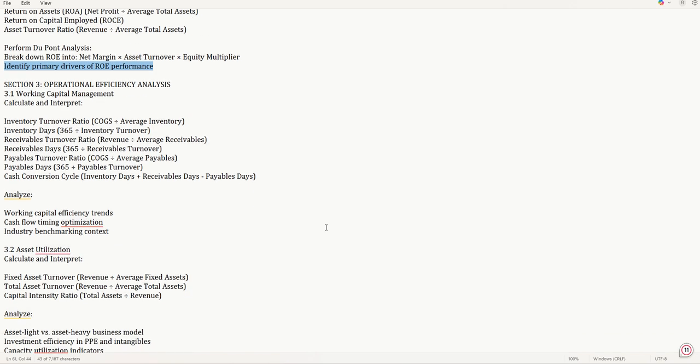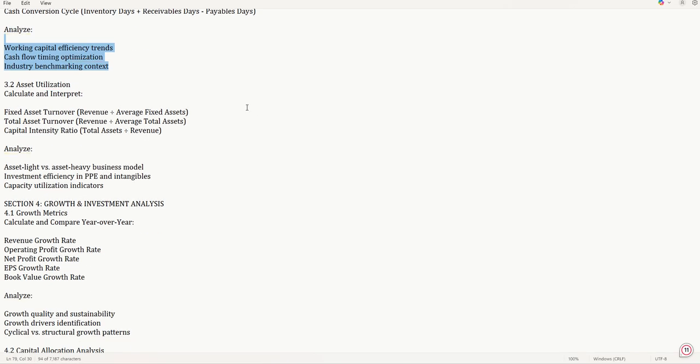So like that, I have set different ratios, and I'm also telling it what it should infer or analyze. Example, operational efficiency analysis. Here I'm talking about all the turnover ratios and the number of days, like the cash conversion cycle, all that. And I'm telling it to analyze with industry benchmark, cash flow timing, etc. Asset utilization has to do with asset turnover: how many times revenue is generated against the overall fixed assets or total assets it has.